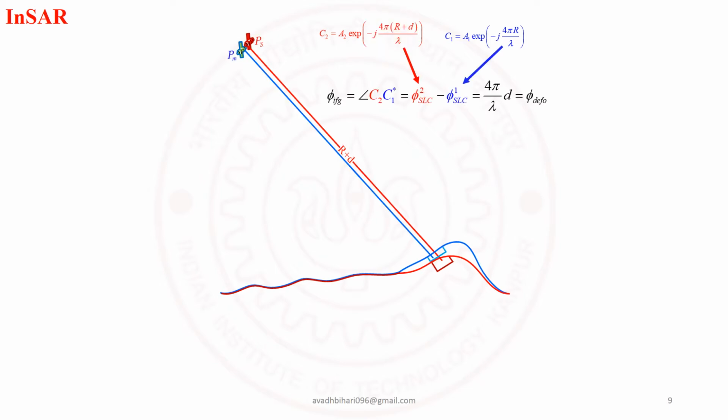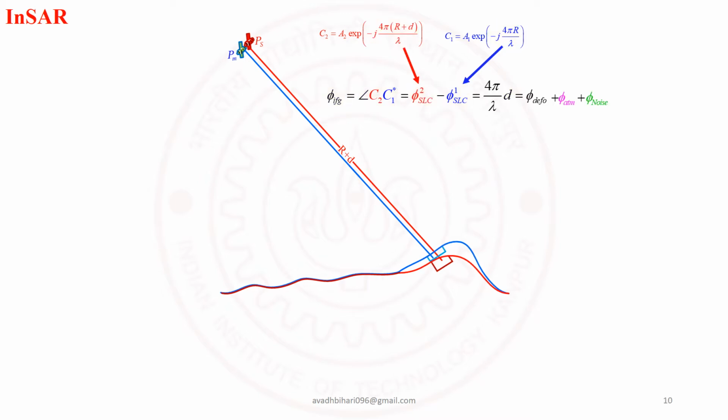So if I take the difference of the phase values of the SLC images, I can get a phase value proportional to deformation. The phase difference of two SLC images is called an interferogram. But in the SLC images, the phase value is present as the argument of a complex value. So the phase of the product of the complex reflectivity of one image with the complex conjugate of the reflectivity of the other image will give us an interferogram.